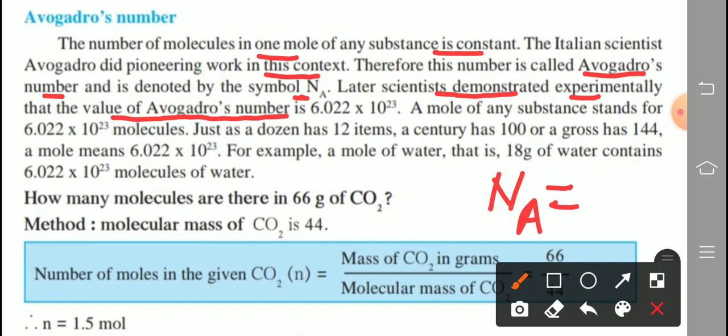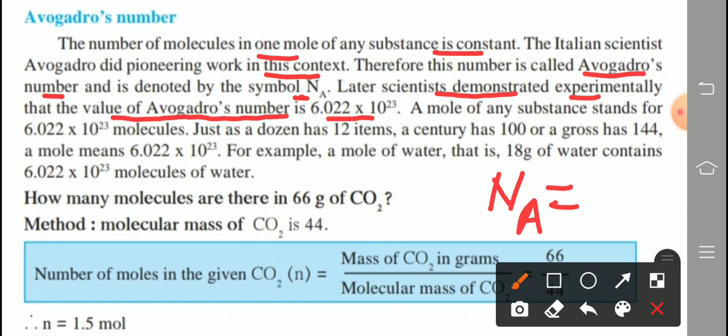6.022 into 10 raised to 23. Check that value. The value of Avogadro's number is 6.022 into 10 raised to 23. A mole of any substance. What is the meaning of it?